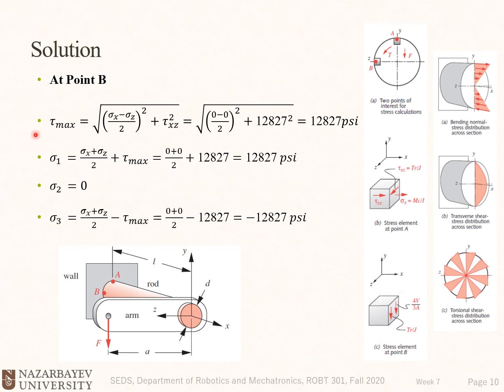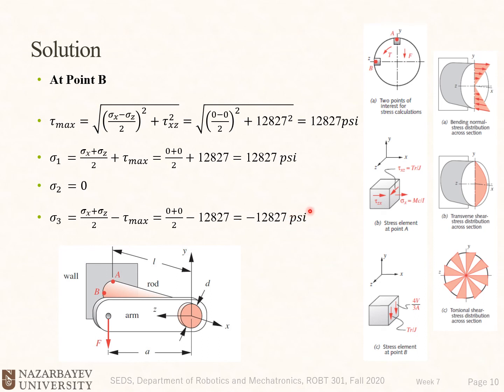If we use Mohr's circle, we have basically sigma x and sigma z, and tau xz. These two are 0. We calculated tau xz, and tau max will be equal to tau xz. Sigma 1 and sigma 2 could also be calculated by Mohr's circle, and we see that sigma 1 is equal to tau max, and sigma 3 is equal to minus tau max.